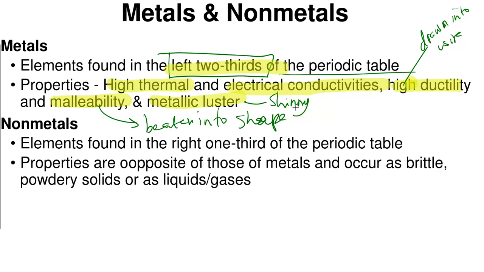Now, non-metals are elements that are found in the right 1/3 of the periodic table. Their properties are just directly opposite of those of the metals, and they are mainly brittle. They can easily be broken down. They are brittle, powdery, solid, or liquid and gases. Again, they have low melting and boiling points when you compare them to those of the metals, and they have low thermal and electrical conductivity as well. So they just share properties that are directly opposite of those of the metals.